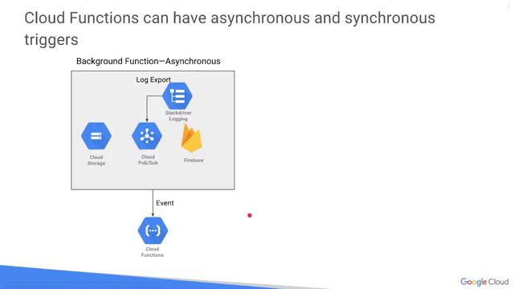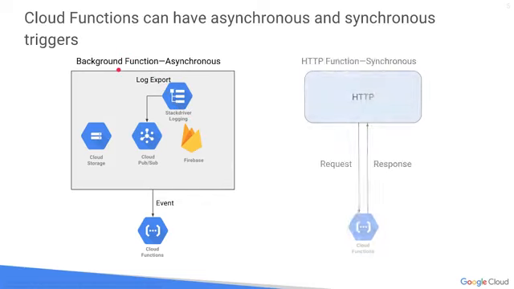Cloud Functions can be triggered asynchronously in response to events such as those in cloud storage, Cloud PubSub, or Firebase. Asynchronously triggered functions are called background functions. Cloud Functions can also be invoked synchronously by direct HTTP request response. Functions invoked in this manner are called HTTP functions.